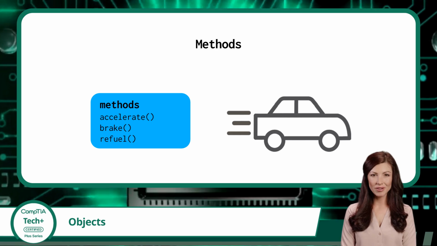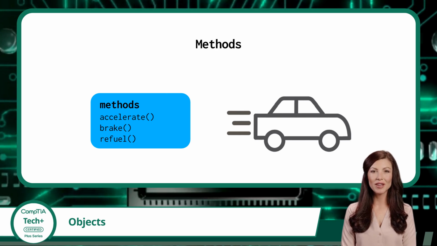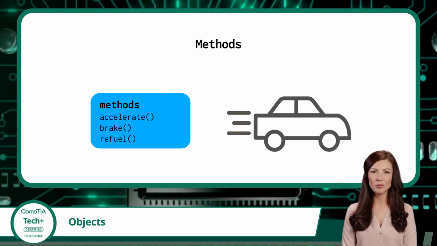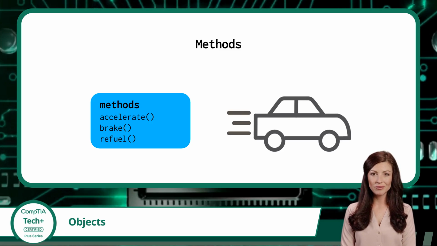To tie it all together, imagine yourself behind the wheel of that 2023 Corolla. When you press the gas pedal, you're triggering the accelerate method. When you step on the brakes, you're calling the brake method. And when you pull into a gas station and fill up the tank, that's the refuel method in action.